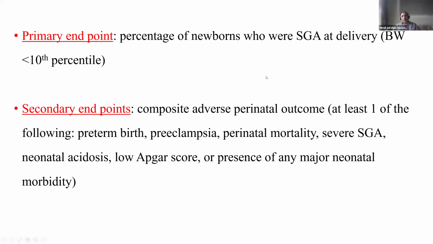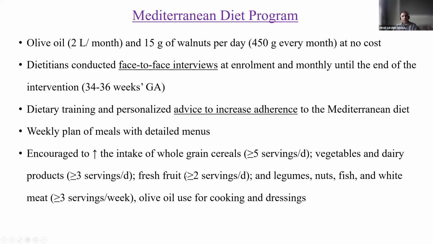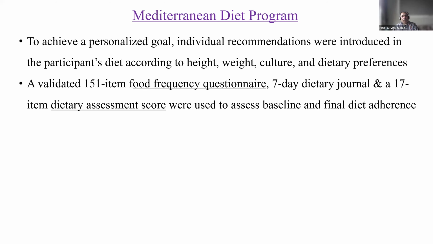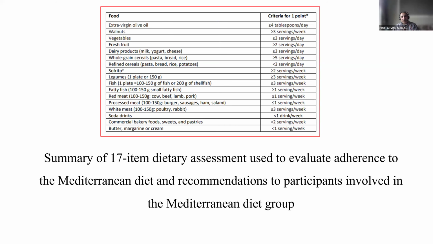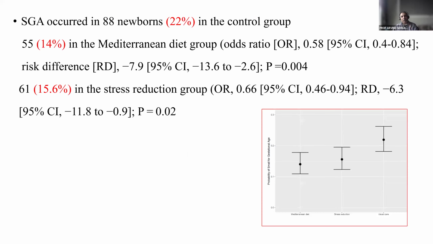Primary endpoint is the percentage of newborns who were born less than 10th centile, and secondary endpoints are composite adverse perinatal outcomes like preeclampsia, mortality, low Apgar score, neonatal acidosis, all outcomes relevant to a standard neonatologist. Now, this is the list of things they were advised in the first group, and also some assessment questionnaire is in place to see the adherence to that. Of course, that's what you do in the RCT.